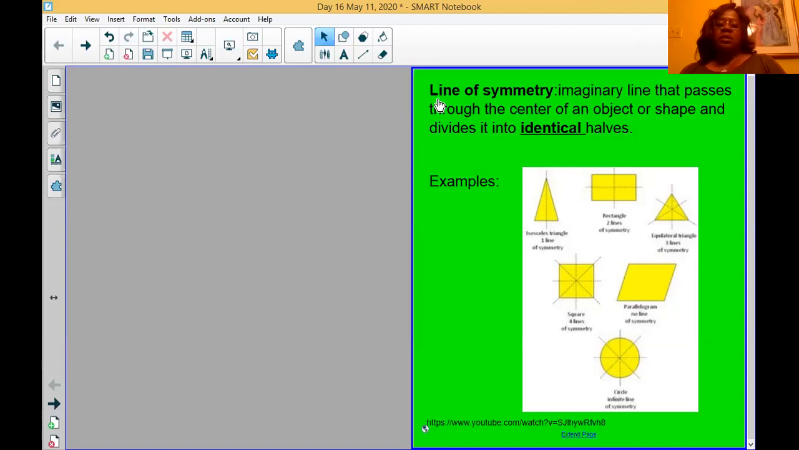Okay, so let's recap. A line of symmetry is an imaginary line that passes through the center of an object or shape and divides it into equal halves, okay? So just equate that back to the day that we folded the paper. And remember, the fold would be the symmetry. And then this side is identical to that side, okay?